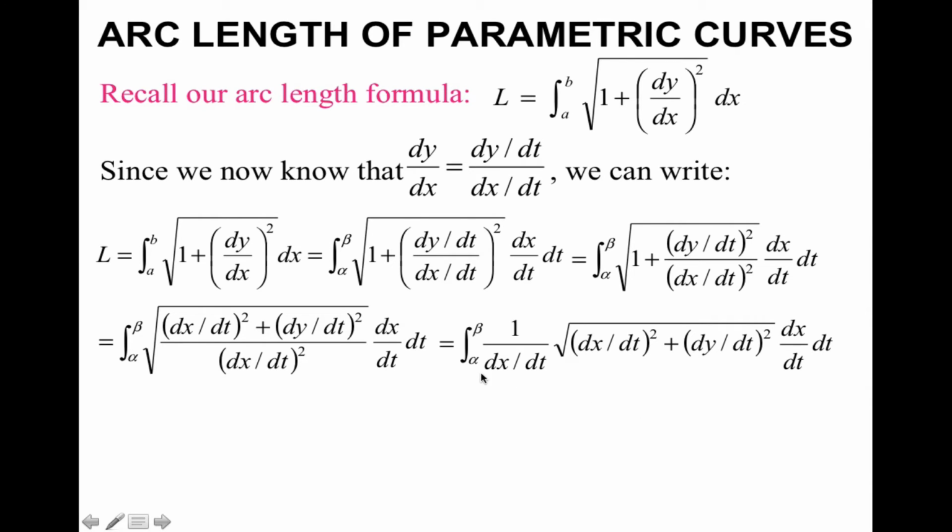And then I can pull out the square root of dx dt squared. So here I have 1 over dx dt. And notice that the dx dt's cancel. So now I have the integral from alpha to beta of the square root of dx dt squared plus dy dt squared dt.